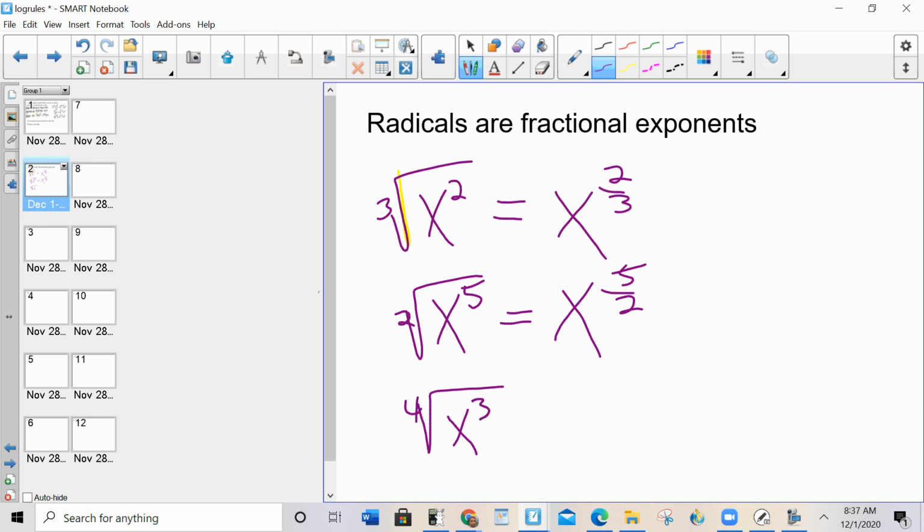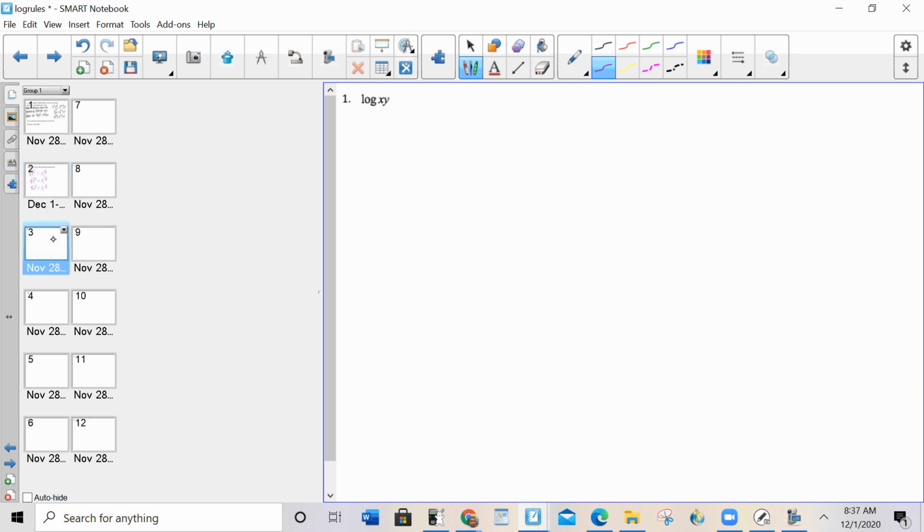Why don't you try and rewrite this one right now on your own? Radicals are fractional exponents. It's the power over the root. The power is 3. The root is 4. And that's it. All right, so we are going to need to utilize that.